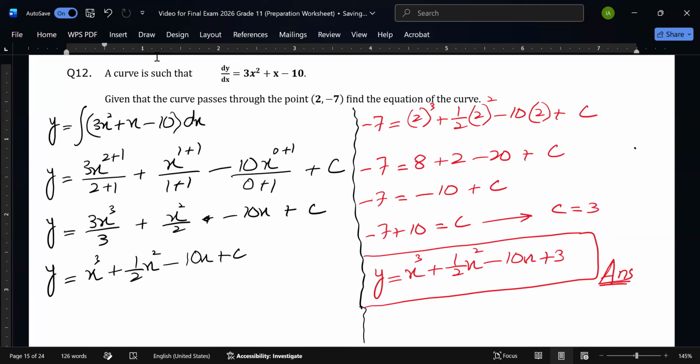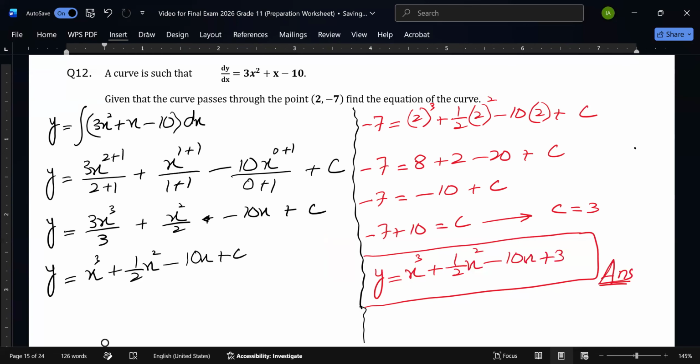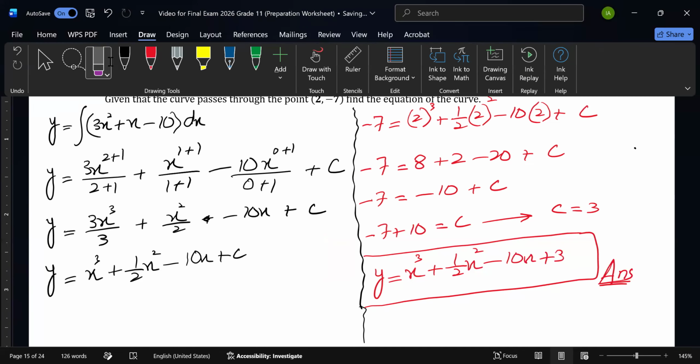This is how we use integration as a tool. Okay, let's move on to the next question. Sorry, I need to erase this line. Yes. Let's move on to the next question.